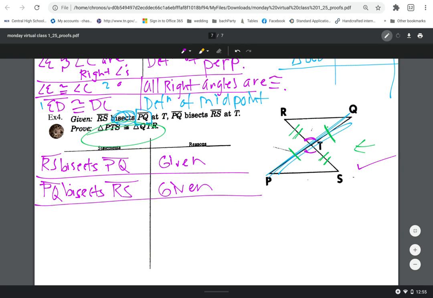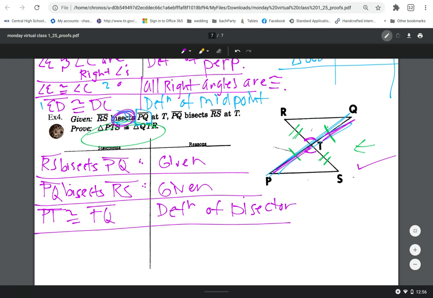Okay. Now, what did I learn from these 2 statements? Well, I learned that PT is congruent to TQ. How do I know that? Well, I know what bisect means, right? So definition of bisector. Then I learned from this statement that RT is congruent to TS. How do I know? Definition of bisector.